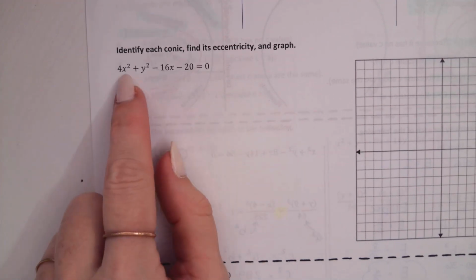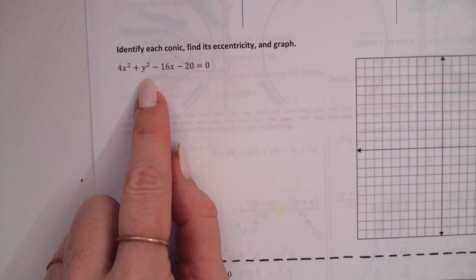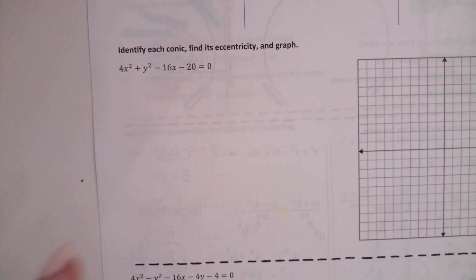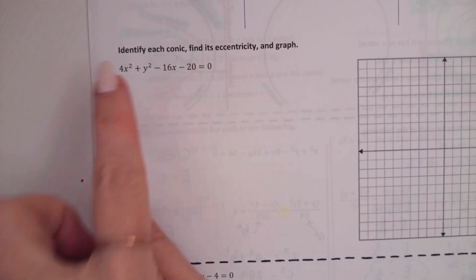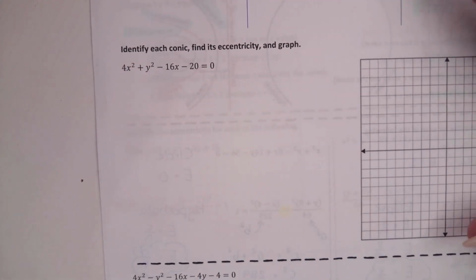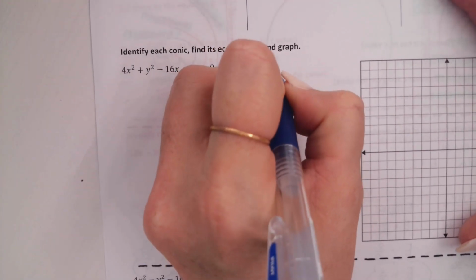So I can see on this one, it has 2 squared terms. So that means it's not a parabola. Those 2 are both positive, so it's not a hyperbola. And they have different coefficients, which means, what is it? So it's an ellipse. It is an ellipse. Good job.